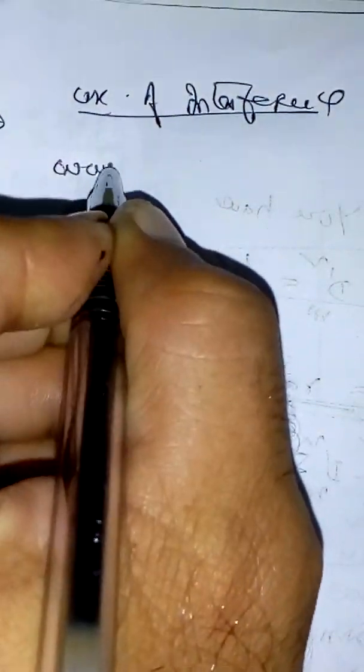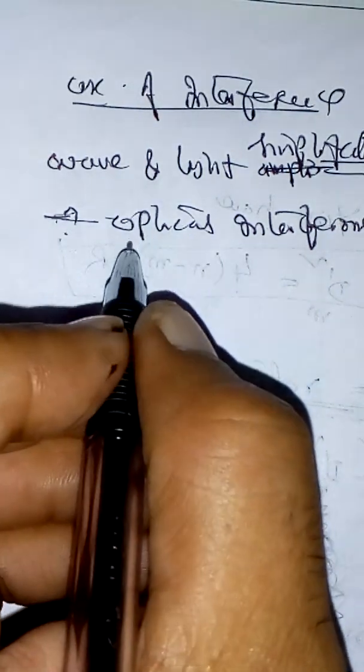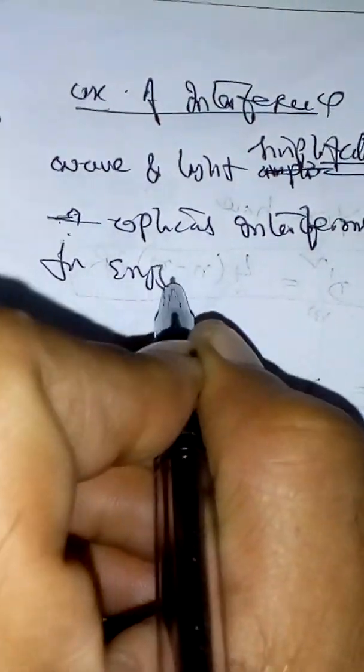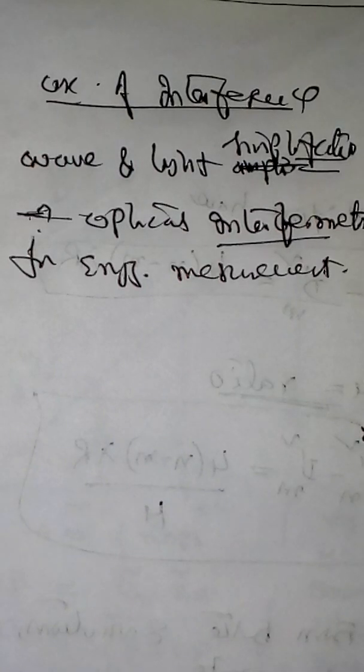And then the interference concept is used in wave and light amplification. And it is used in optical interferometry for engineering measurement. Let me brief you about what interferometry is.